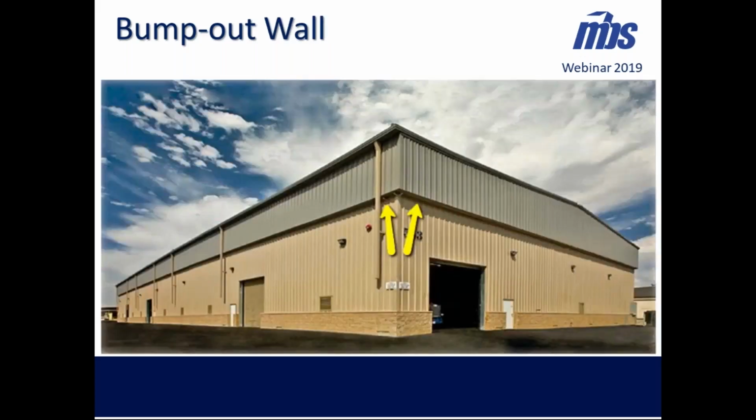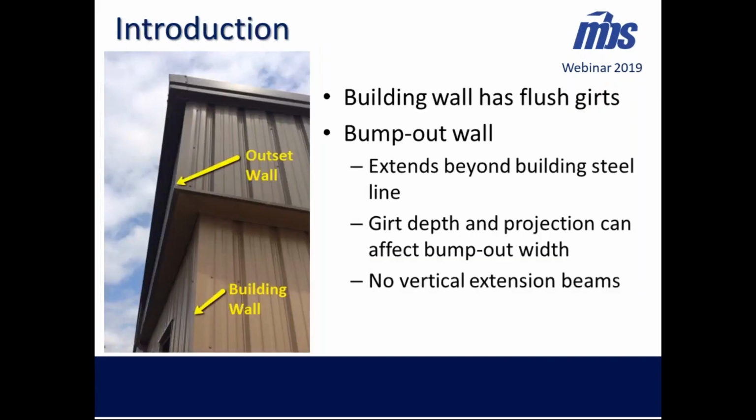So when we talk about a bump out wall, this is what we're looking at. We're looking at a portion of the wall that sticks out beyond the main building wall. To do this, we've used the extension system and pushed it through there. So the main building is going to have flush walls, and your bump out is going to consist of outset girts. We are not doing bypass girts at this time, and there are no vertical beams that are used for these outset girts along the bump out wall.